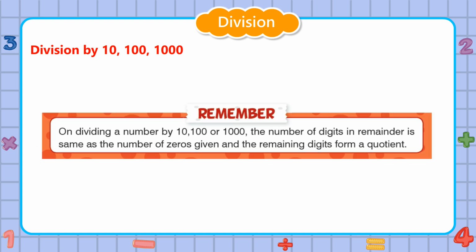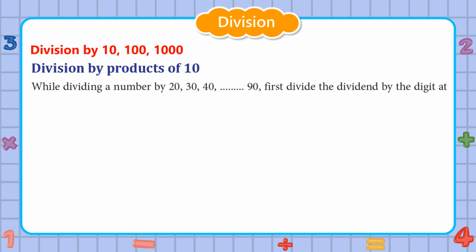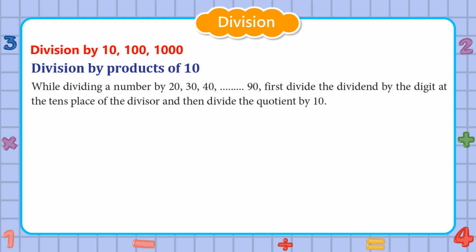Remember, on dividing a number by 10, 100 or 1000, the number of digits in remainder is same as the number of zeros given and the remaining digits form a quotient. Division by products of 10. While dividing a number by 20, 30, 40 till 90, first divide the dividend by the digit at the tens place of the divisor and then divide the quotient by 10.